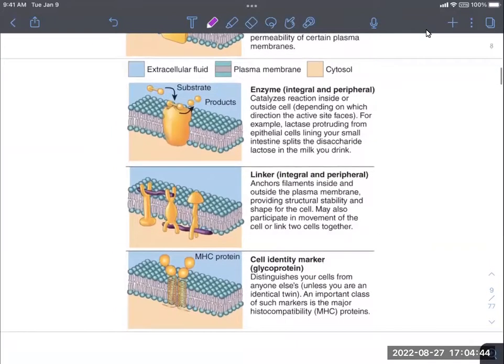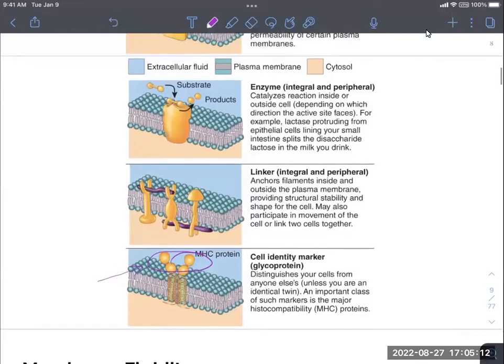We have substrates or enzymes. They bind to these proteins to catalyze some kind of reaction, then they release and go somewhere else. Our linkers, they help to bind one cell to the next cell, and then our cell identity markers. These help us identify our cells from foreign cells.